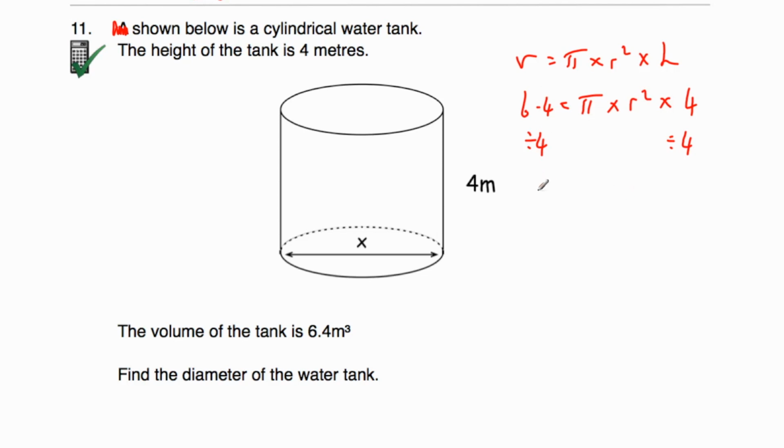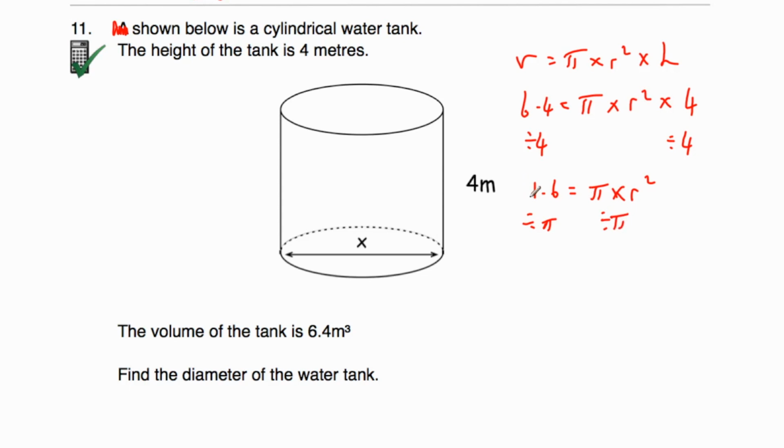So the left hand side of our equation would be 1.6 equals, and on the right hand side of our equation we divided by 4 to get rid of the times by 4, so we're left with pi times the radius squared. Now whenever we're solving equations we work in reverse BODMAS order, so we want to get rid of any adds and subtracts, then any divisions and multiplications, and then any squares and square roots and so on. So we've got our times by pi and our squaring, so we're going to get rid of our times by pi first of all. So let's divide by pi and divide by pi.